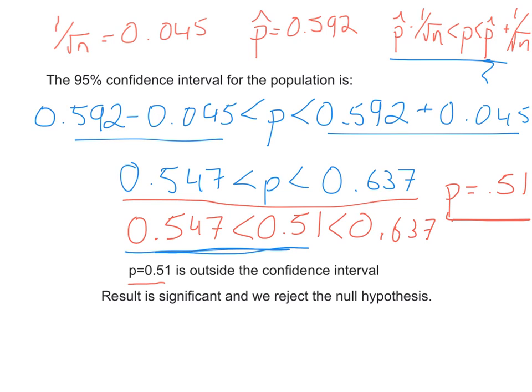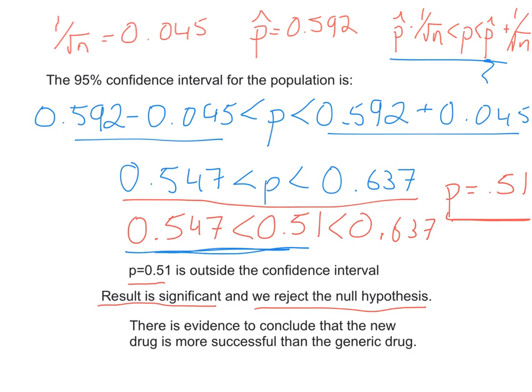We must then state what this means. The result is significant, and since it is significant, we reject the null hypothesis. Following this, we must state our conclusion clearly. If we reject the null hypothesis, we conclude in favour of the alternative hypothesis. So we must state that there is evidence to conclude that the new drug is more successful than the generic drug. That concludes this video.